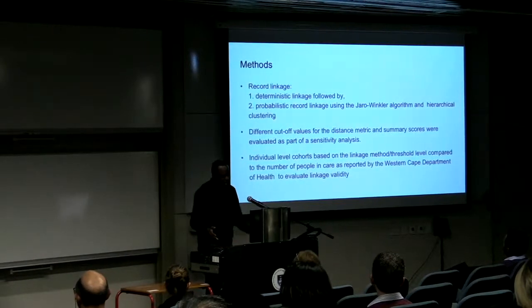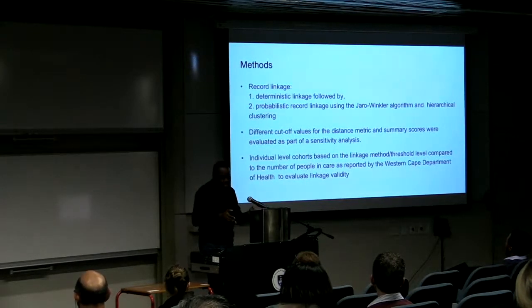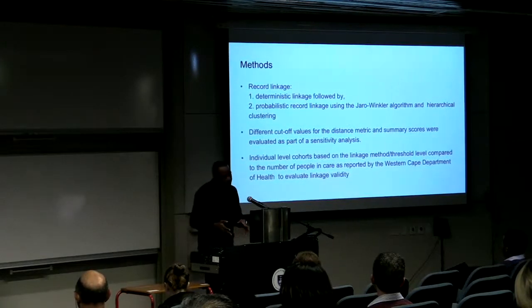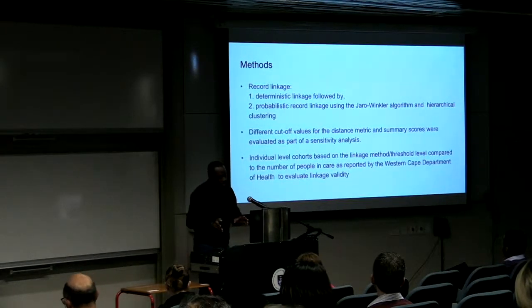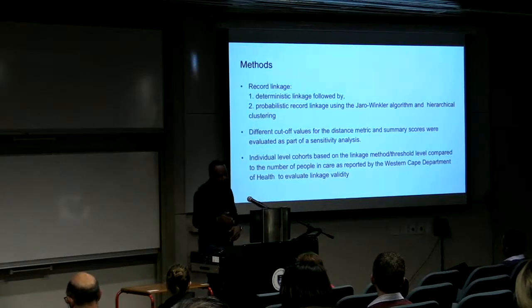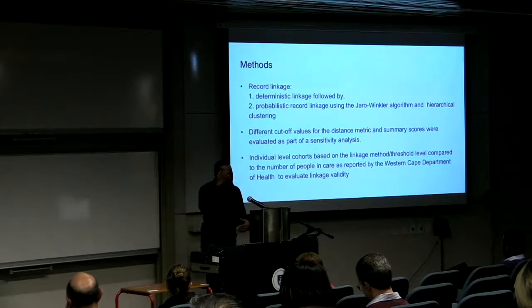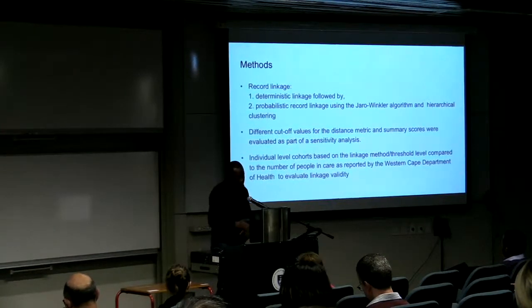So we had a database of about 2 million tests, but as I said, this is a database of tests, not individuals. So there was a need to perform a record linkage procedure. Part of that procedure entailed doing some deterministic linkage, which was followed by probabilistic linkage, where we used what they call the Jaro-Winkler algorithm, and also we made use of hierarchical clustering.